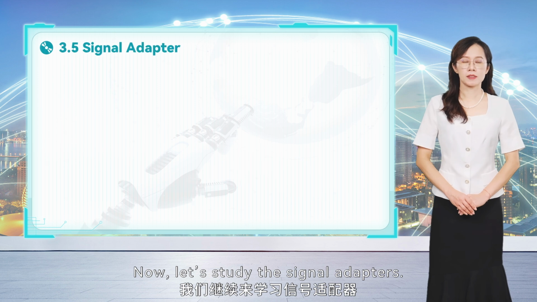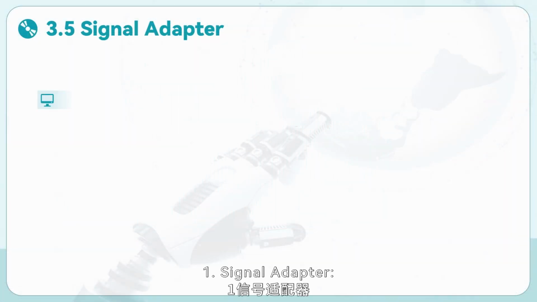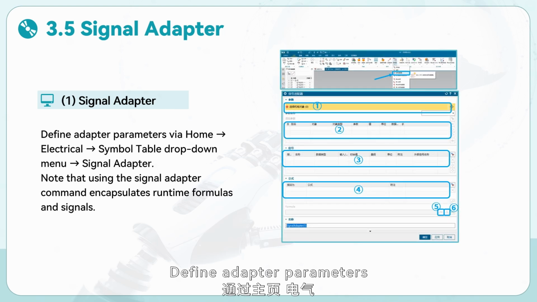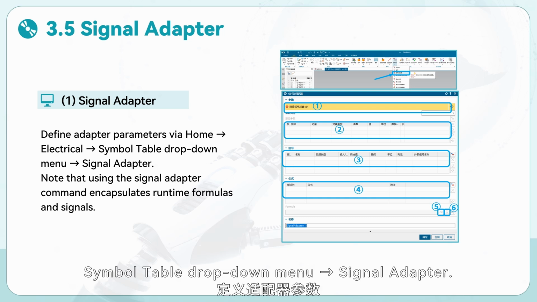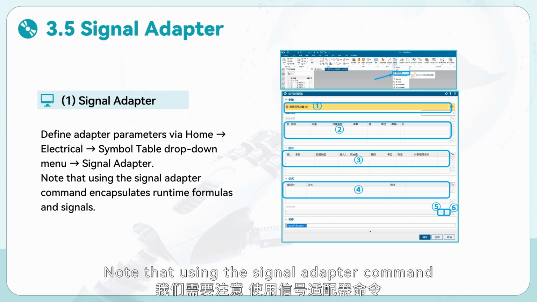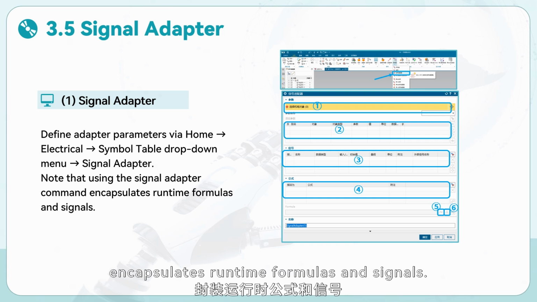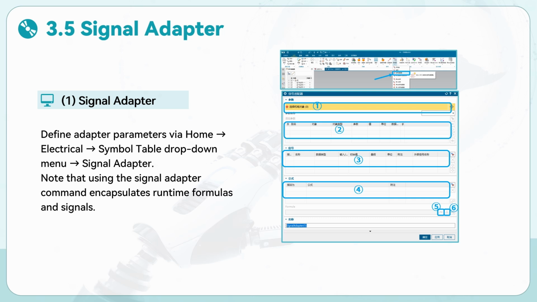Now, let's study the signal adapters. 1. Signal adapter. Define adapter parameters via Home, Electrical, Symbol table drop-down menu, Signal adapter. Note that using the signal adapter command encapsulates runtime formulas and signals.